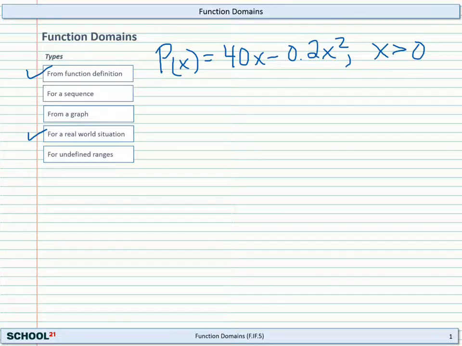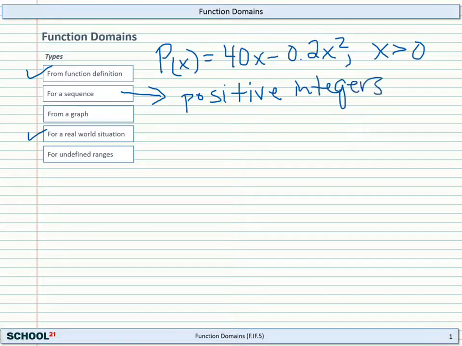Remember sequences? Well, with a sequence, the domain is usually the positive integers. Why is that? Well, a sequence's inputs are 1, 2, 3, 4, 5, the first, the second, the third terms of the sequence. Now, sometimes a sequence will have the first term be 0, in which case you might have the non-negative integers be the domain of the function.